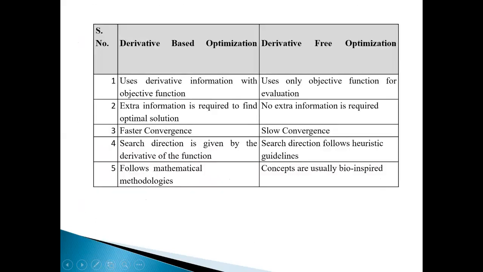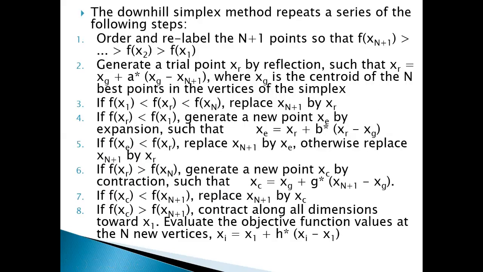So this is a general method of optimization. Four methods we have seen: two derivative-based methods, steepest descent and Newton method; and two derivative-free methods, those are downhill simplex and random search.